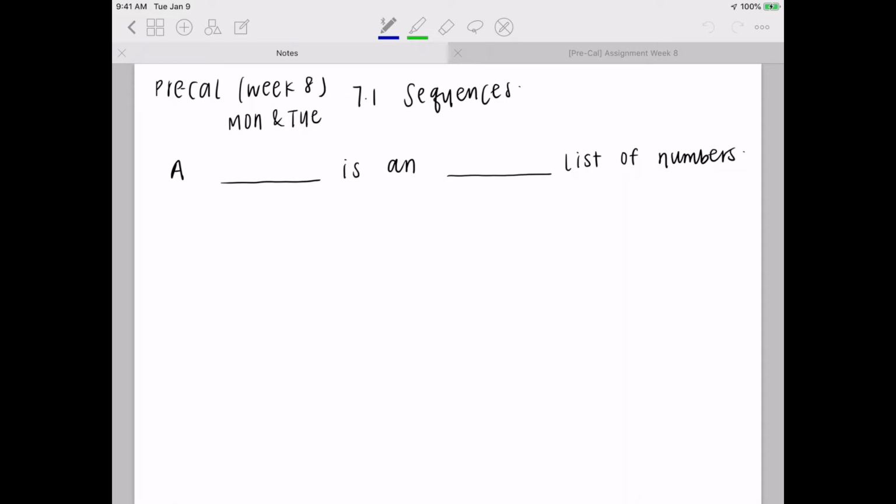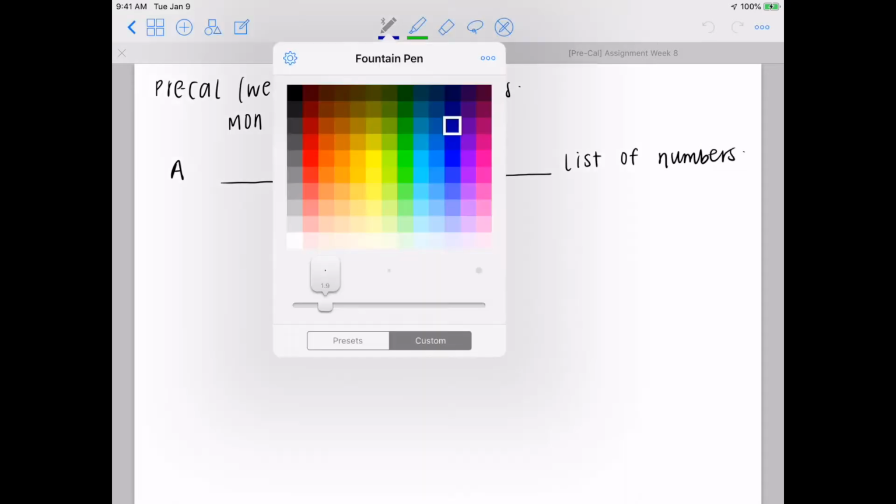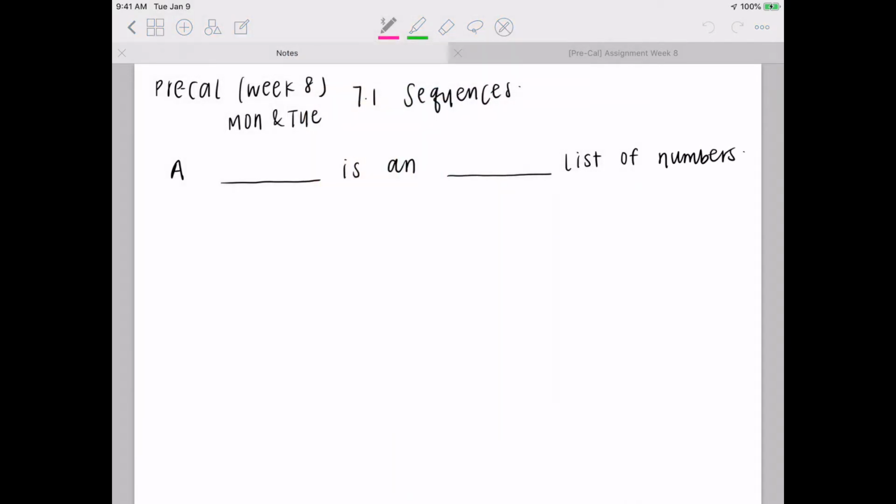You guys kind of learned this before from Algebra 2, but in pre-cal the questions would be a little bit more difficult. So let's talk about what a sequence is first.